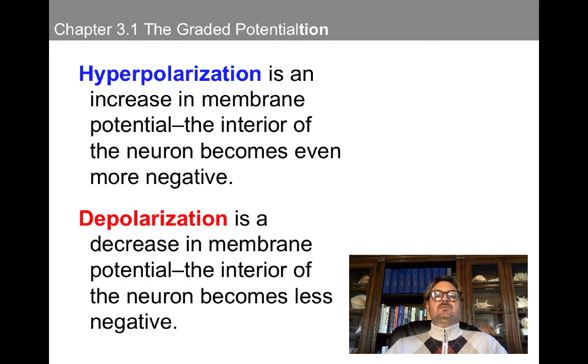Hyperpolarization is an increase in membrane potential, which means the interior of the neuron becomes even more negative. We say it's hyperpolarized because polarized means to become more separate or different. And whenever the intracellular space becomes more negative, it's becoming less positive, and the extracellular space is positive. So hyperpolarization is when the intracellular space becomes even more different in charge than the extracellular space.